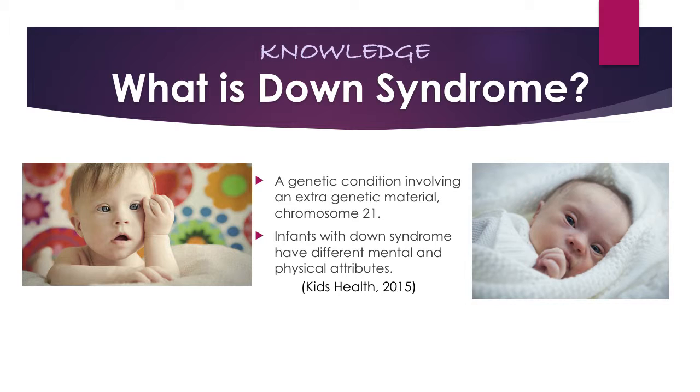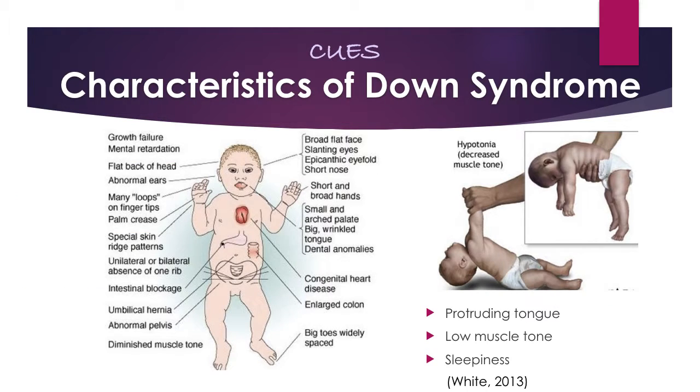Next, we will explore the challenges involved with breastfeeding an infant with Down syndrome. Down syndrome is a genetic condition involving the extra genetic material of chromosome 21. People with Down syndrome have different and distinct mental and physical attributes. Here are some of the characteristics involved with a Down syndrome infant. For this presentation, we will be focusing on the infant's decreased muscle tone, protruding tongue, and sleepy attributes.